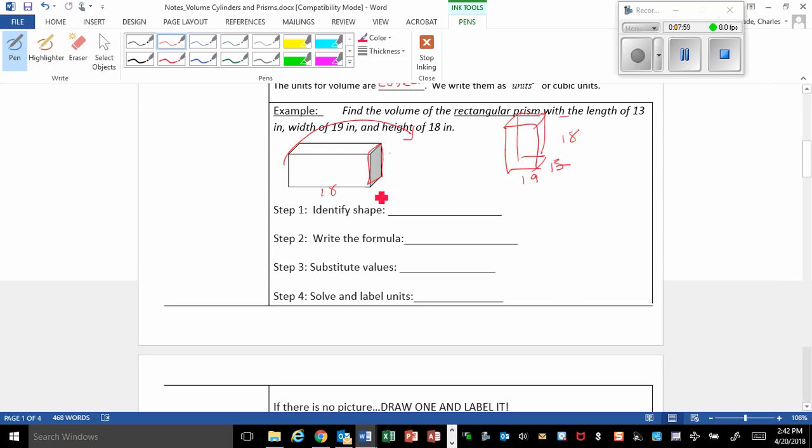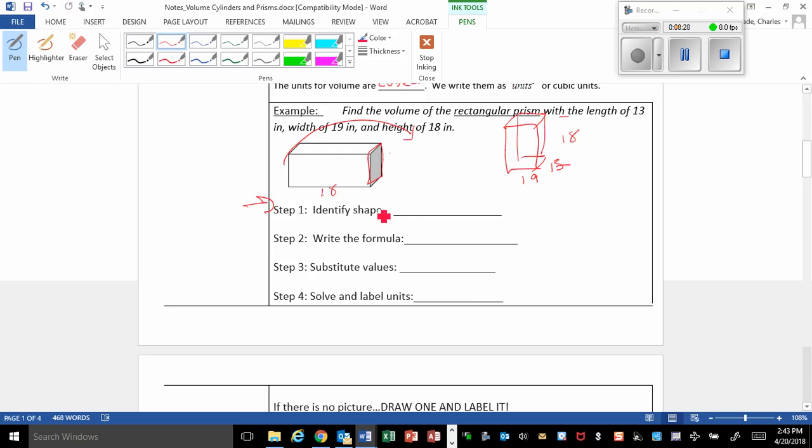All right, and we follow these steps when we're going through and finding it. First, we really need to identify the shape, because if we don't identify the shape, we don't know which formula. If you look at your formula sheet, I've got six different formulas that we're going to use, two of each for volume and surface area. So you need to be able to identify the shape.